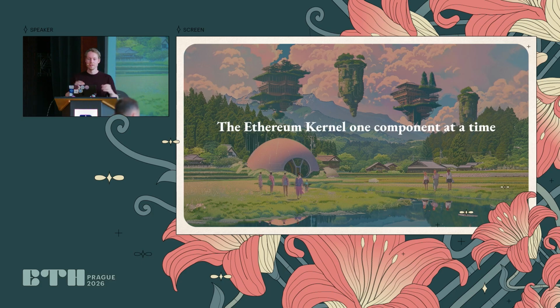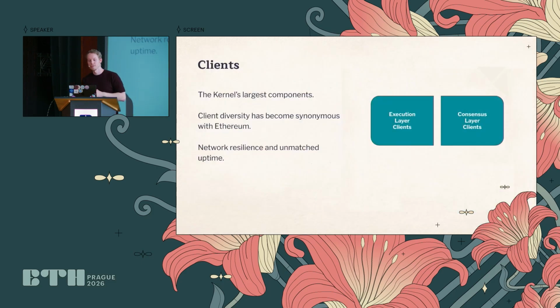So together, they should hopefully live up to all the properties, all the high-level expectations that we talked about, but each of them plays a role. And there's a reason why some of them are a component by themselves, and some of them might come separately, and we'll get into that. At the heart of the kernel sit the clients, execution layer clients and consensus layer clients.